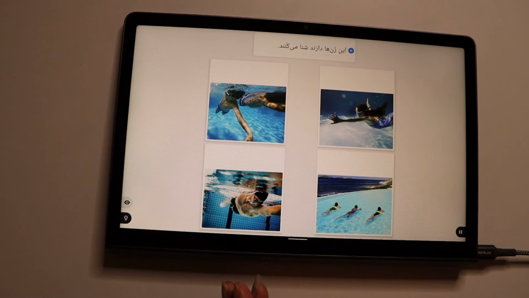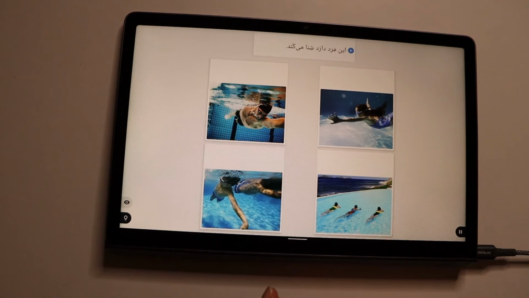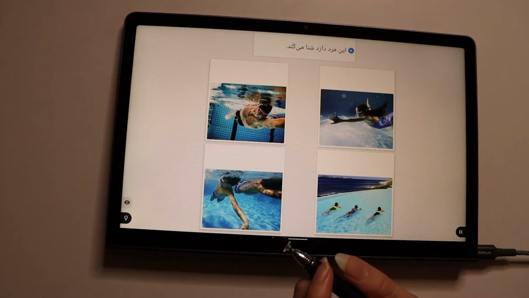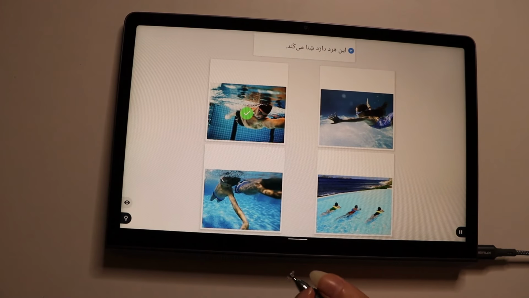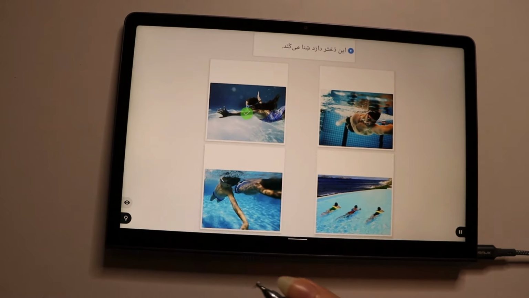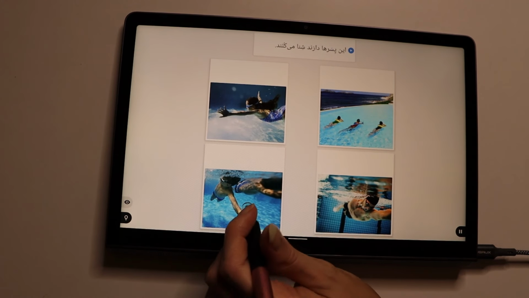In zanha dorand shena mikonand. In zanha, this is multiple women swim. In mard dorad shena mikonad. This is a man swims. In dokhtar dorad shena mikonad. This is a girl swims. In pesarha dorand shena mikonand. This is multiple boys swim.